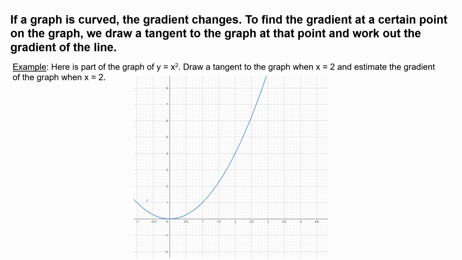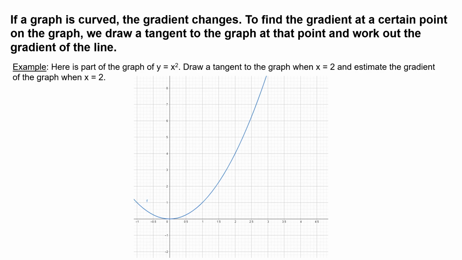For example, here's the graph of y equals x squared. Draw a tangent to the graph when x equals 2 and estimate the gradient of the graph when x equals 2. What we need to do here is draw a tangent to the graph when x equals 2. And if we find the gradient of that tangent, it will be identical to the gradient of the graph at that point. The first thing I need to do is actually draw the tangent.